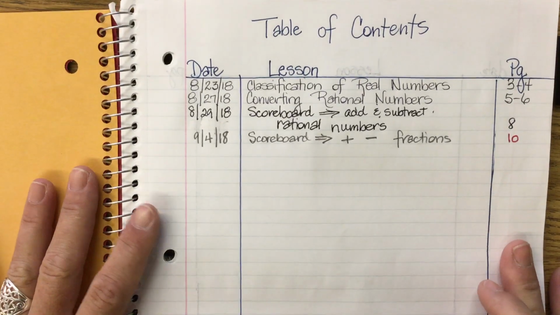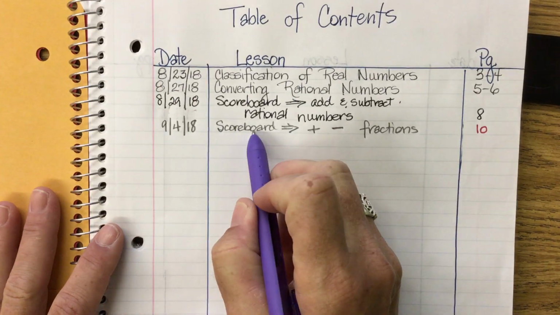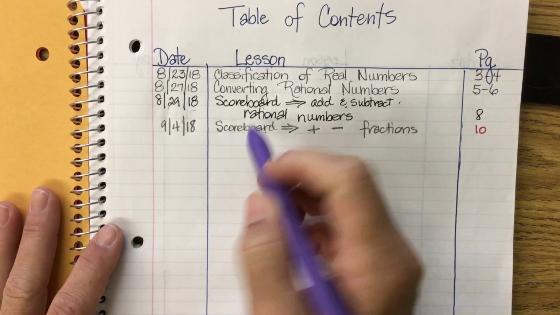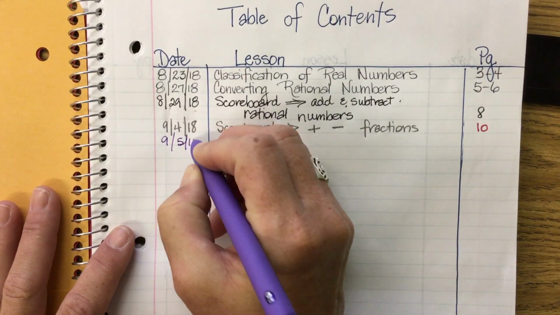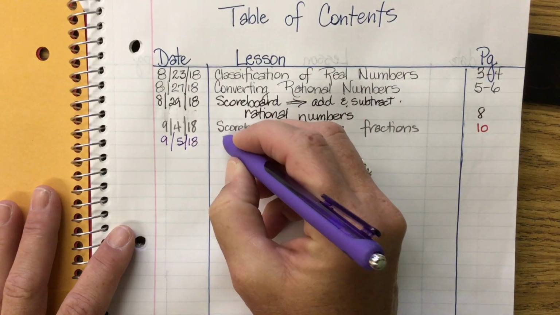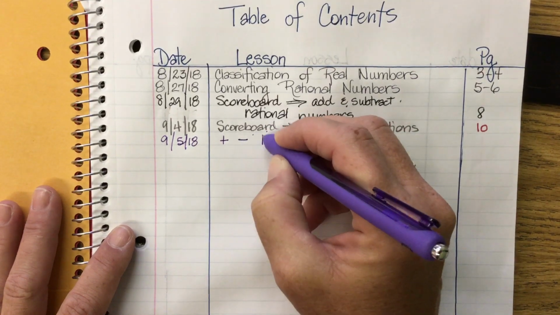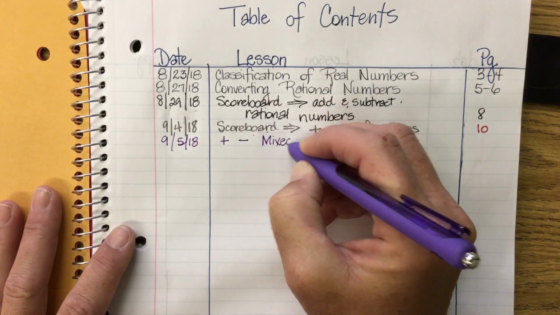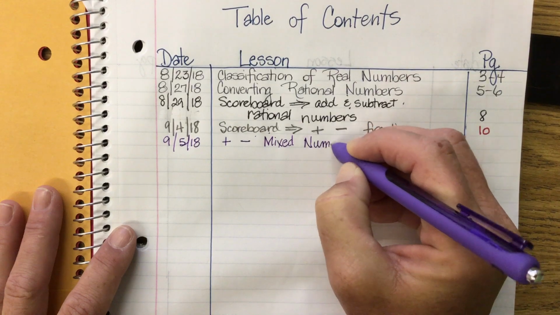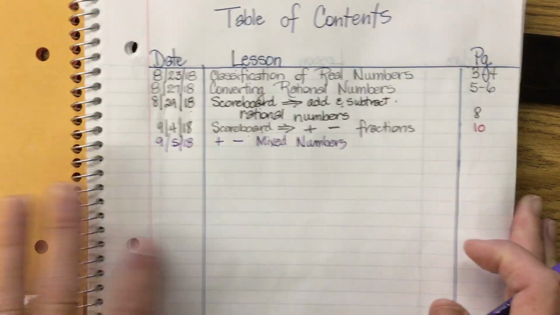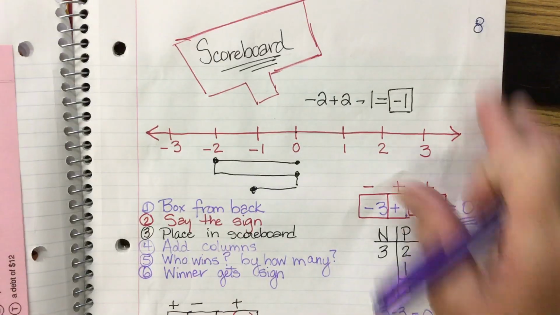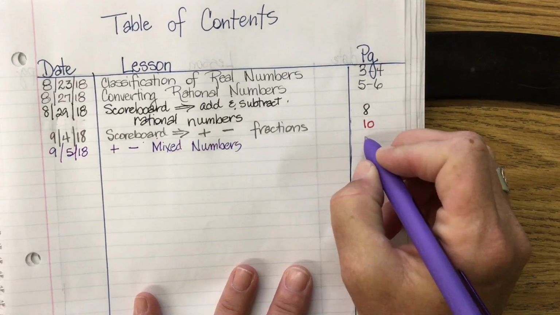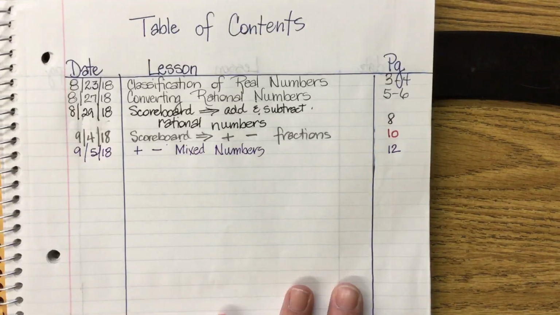Today what we're going to do is apply the scoreboard strategy to mixed numbers, which is fractions. So 9, 5, 18. And we're going to do adding and subtracting mixed numbers. And I am on page 12. Remember, you may be on a different page. Okay?